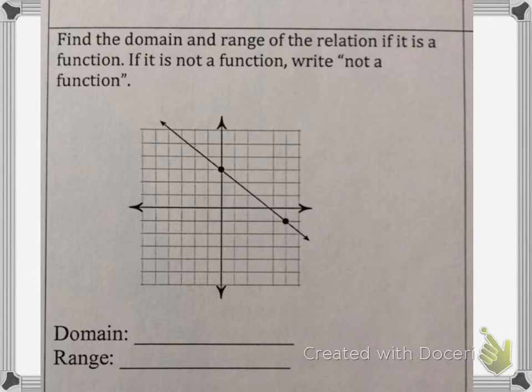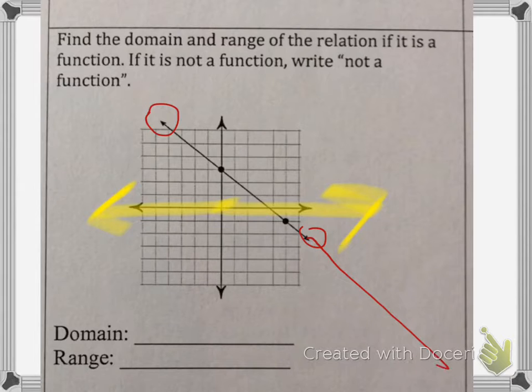All right, find the domain and range of the relation if it is a function. If it's not a function, write not a function. So again, here we go, same thing. This is a line this time. So we've got to decide how far to the left and how far to the right does our graph go. Just a little reminder, what do our arrows on the ends mean? It means that it continues on forever, right? So if this continues on forever, how far to the left is that graph going to go? It's going to go on forever, to negative infinity.